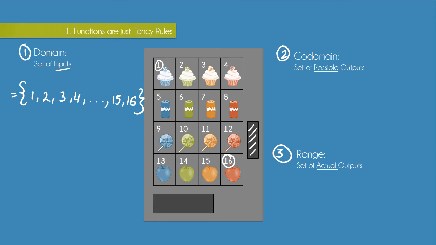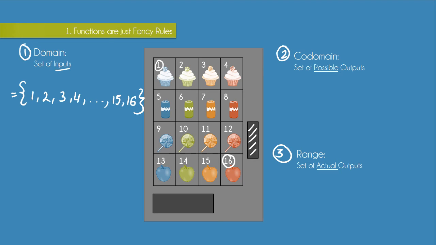And the domain is decided on by whoever makes the function. So whoever made this vending machine decided that there was going to be 16 different trays for holding food and drink items, and they also decided that they were going to label them with the numbers 1 to 16. They could have, for example, chosen to label them with letters, so it could have been A, B, C, D, E, F, G, etc. So just keep in mind that the domain is set by whoever comes up with the function, whoever makes the function.